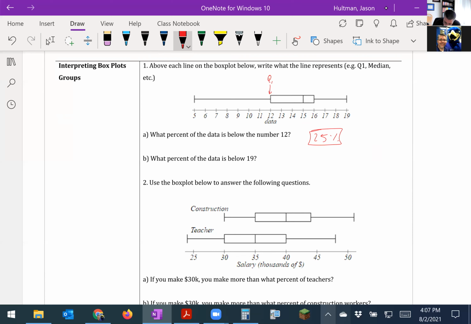What percent of the data is above 19? Well, 19 is my maximum, so 100% of the data is below 19.